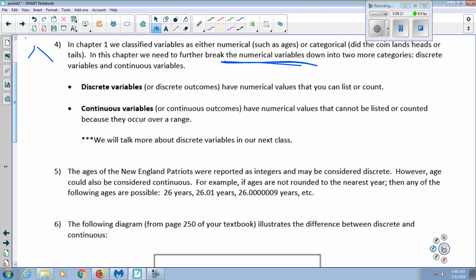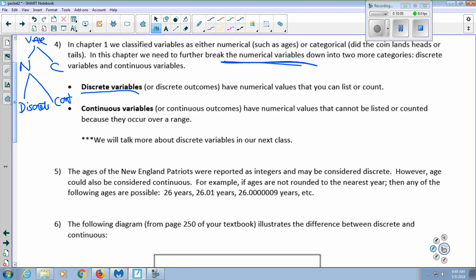So before we had variables, right? And we had numerical and categorical. And now we're looking at breaking down numerical into 2 categories, discrete and continuous. So we've already classified them as numerical, and now we're looking at 2 types of numerical. We've got discrete, which are numbers that you would list or count, like the number of people waiting for a bus. There might be 1 person or 2 people or 5 people, but there's not going to be 1.2 people waiting for the bus.